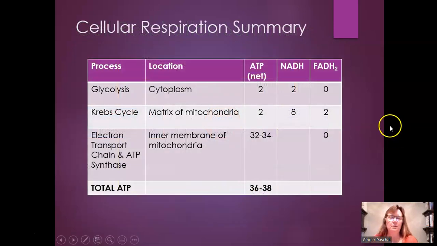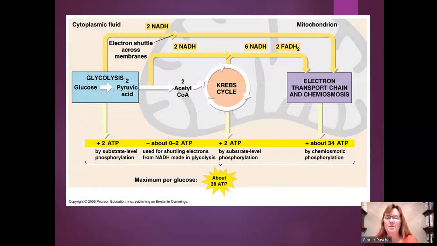So here's a summary. I would strongly recommend that you pause the video and copy down this data table, because this is a nice, neat way of representing where each process takes place. It tells you how many ATP are made in each process, how many NADH and how many FADH2 are made in each process. It's very helpful, and this is the bulk of what you would be tested on. So I would pause the video now. All right, so here's another way to summarize it, and I'll let you take a look at this if you'd like to pause the video.